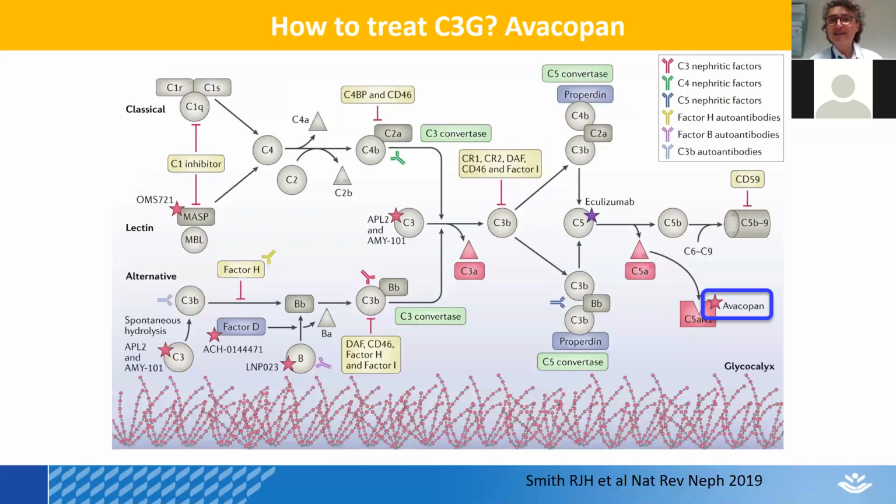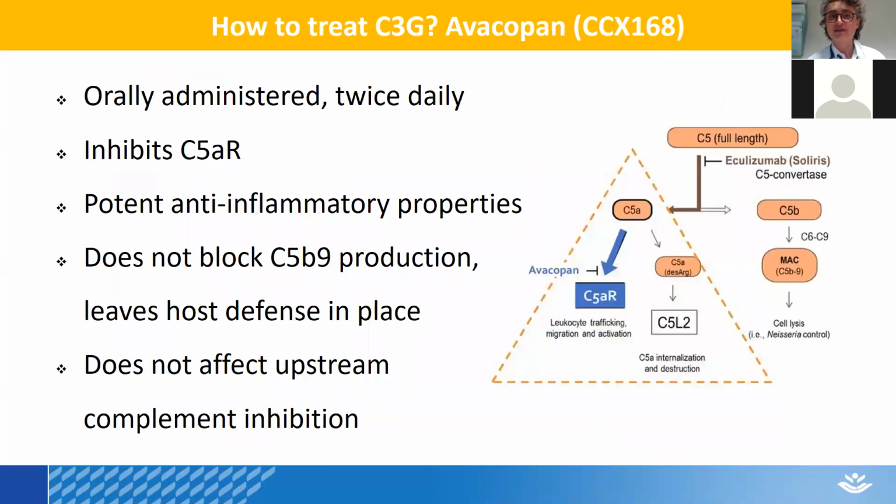So another agent that I'm going to briefly talk about is avacopan. Avacopan is a C5a receptor inhibitor. So it also acts at the end of the terminal complement pathway like eculizumab. The difference compared to eculizumab is that it blocks the receptor of C5, and it's orally administered twice daily, which is obviously much easier for the patient.